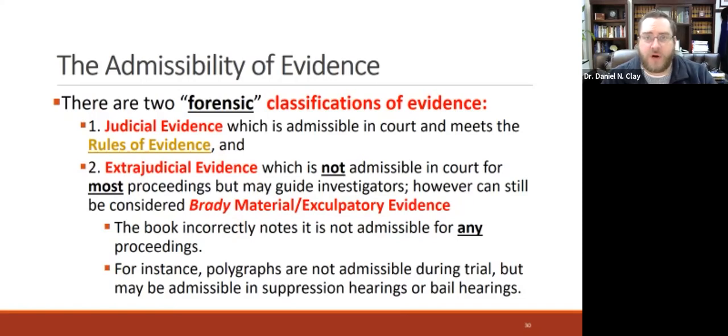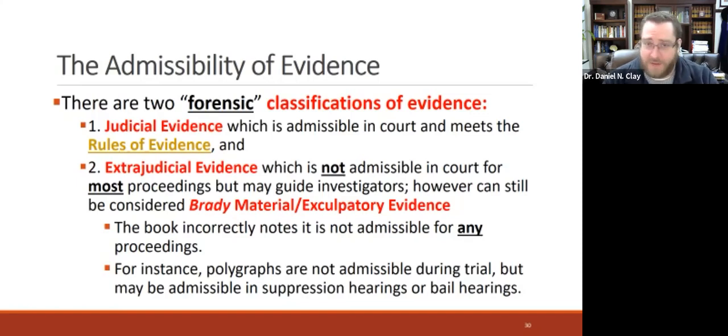polygraphs are not admissible in court. One state is, I think it's Oklahoma. The feds don't allow polygraphs in court at trial either. Polygraphs are very unreliable, very subject to human interpretation. People respond to things in different ways. There are ways to beat polygraphs. A lot of people fail polygraphs who are actually innocent. There's a lot of problems with polygraphs. Yet, if you want to go into law enforcement, you're going to have to take a polygraph test. It's always kind of stood out to me. It's like, so you know this doesn't work, but you're going to require people to do it. That makes a lot of sense.